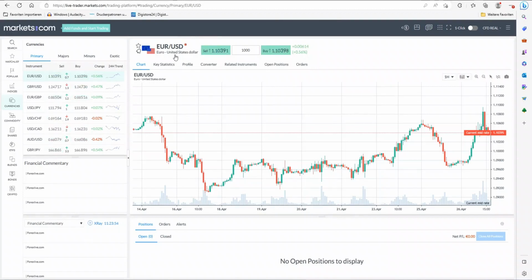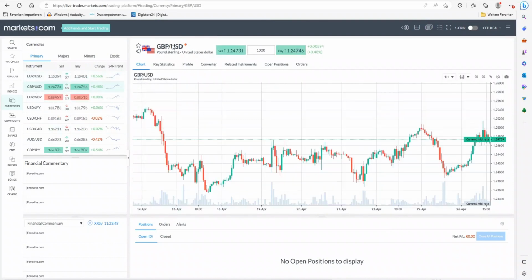Now, what we said about euro US dollar is the same also for other currencies. For example, the British pound against US dollar. But what you have to be careful about are the macroeconomic data. So there are some data that have more influence on the market.